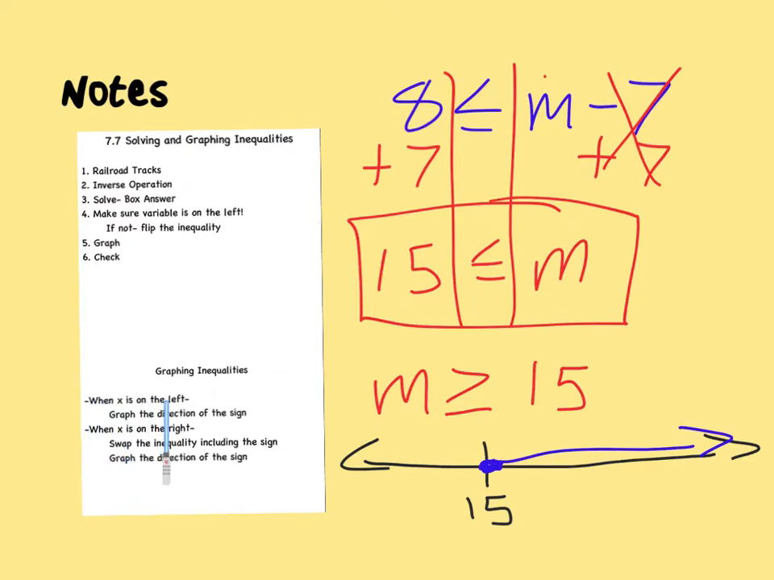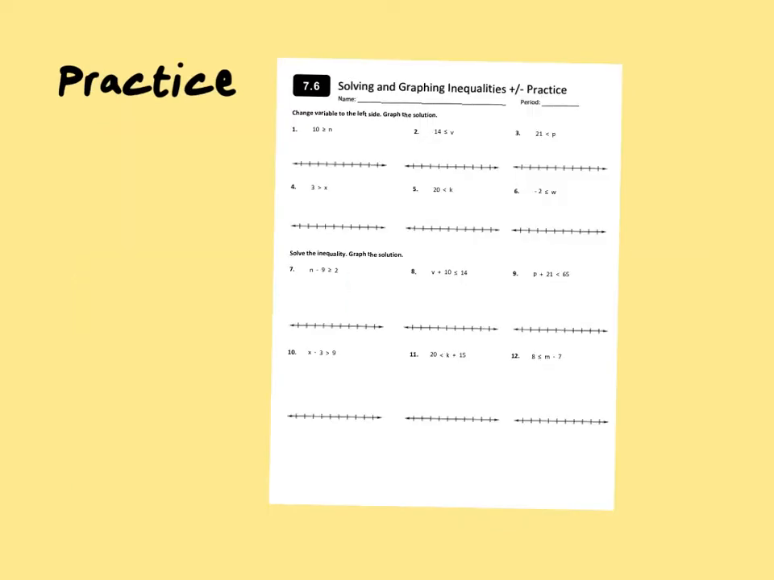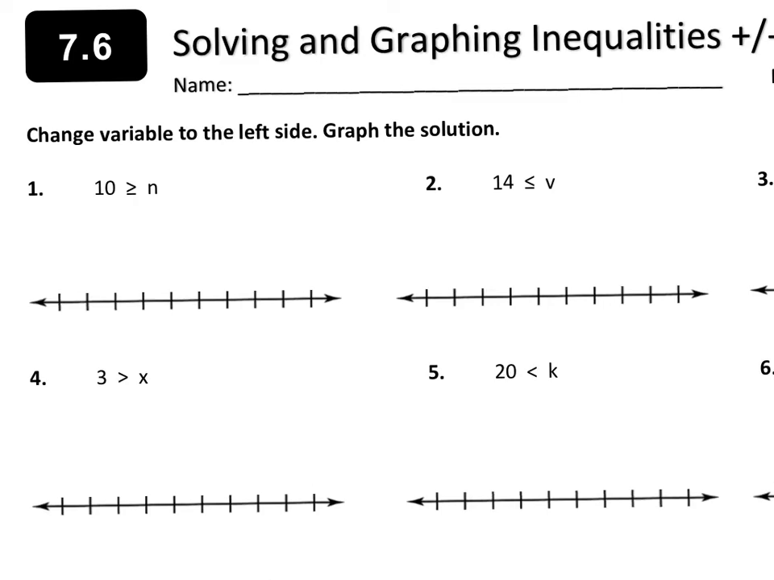So really, that's what it's talking about here. It says when the x is on the left, graph the direction of the sign. So just do what you normally do. When it's on the right, swap the inequality, including the sign, and then graph the direction of the sign. So if you have the variable over here and you've swapped it around, you graph it just like normal. Easy peasy. All right, guys, let's take a look at your practice. So this practice right here, we're talking about change. This first section is change the variable to the left side and then graph the solution.